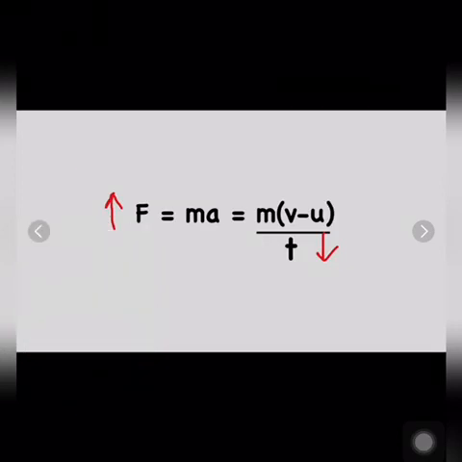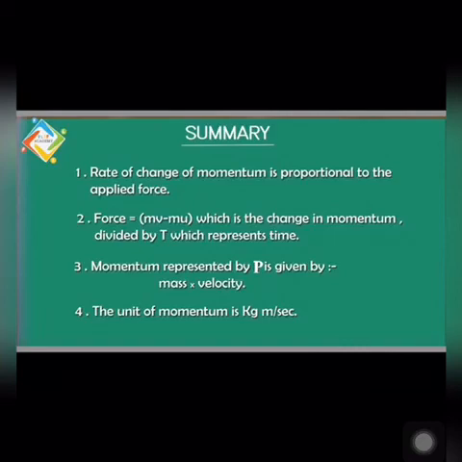So these were some of the applications of Newton's second law of motion. Now let us summarize Newton's second law of motion. The statement for Newton's second law of motion is: rate of change of momentum is directly proportional to the applied external unbalanced force, which can be written like this: force is directly proportional to rate of change of momentum, which can be written as m into (v minus u) upon t, where m(v minus u) represents the change in momentum and t represents the time.